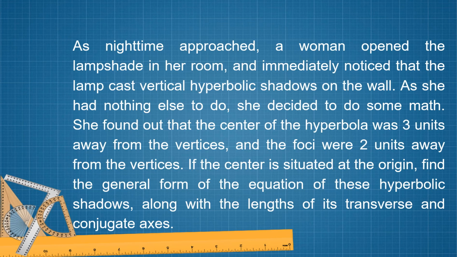Okay, let's now proceed with the fourth problem. As Nightmare approached a window, opened the lampshade in her room, and immediately noticed that the lamp cast vertical hyperbolic shadows on the wall. As she had nothing else to do, she decided to do some math. She found out that the center of the hyperbola was 3 units away from the vertices, and the foci were 2 units away from the vertices. If the center is situated at the origin, find the general form of the equation of these hyperbolic shadows, along with the lengths of its transverse and conjugate axes.